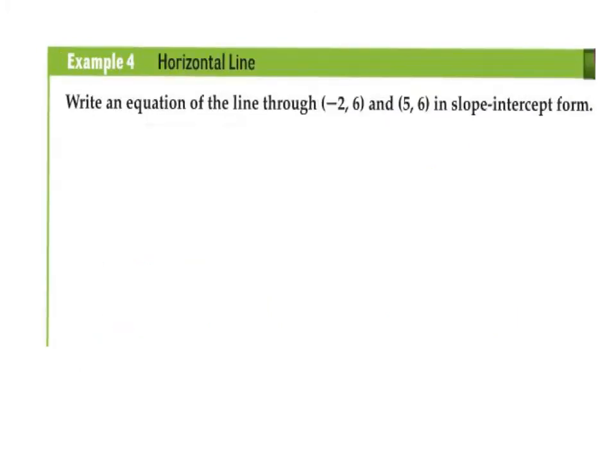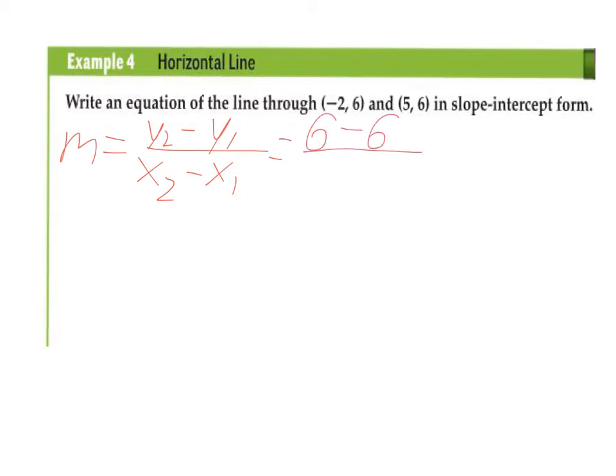Next, horizontal lines. Write an equation of a line through -2, 6 and 5, 6 in slope-intercept form. So first things first, let's take a look at our slope and verify that we will in fact have a 0 slope. So m is equal to our rise, y sub 2 minus y sub 1, over our run, x sub 2 minus x sub 1. Plug in what we know. That's going to give us 6 minus 6 over 5 minus -2.